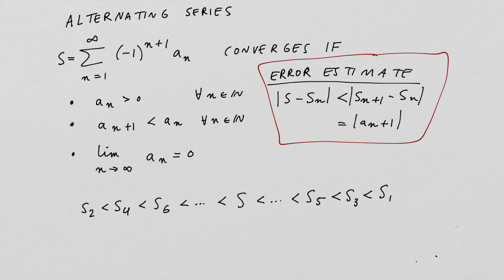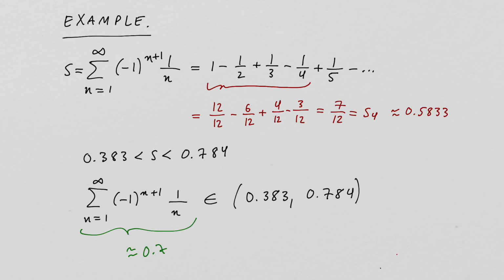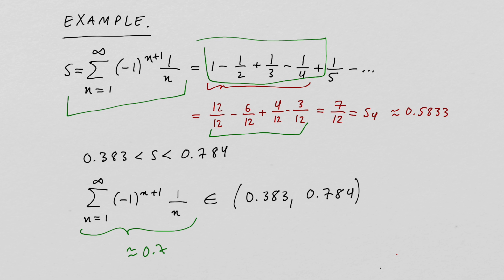Let's see an example about this. Let's consider the alternating harmonic series and let's take its fourth partial sum. We can calculate the value of the partial sum and we will obtain that it's about 0.58. Now the last term that we left out from here, that means a_(n+1), is equal to 0.2. So we have calculated this value.